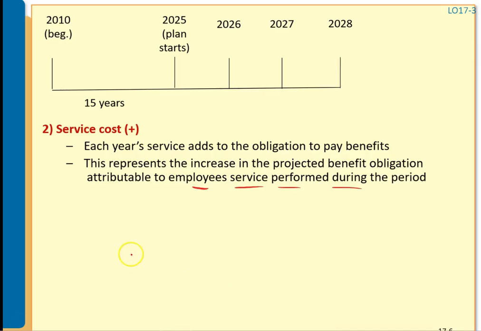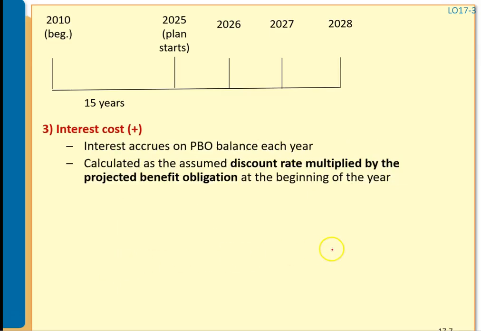So every year when we record the service cost, we have a debit to pension expense for however much that is, and a credit to the projected benefit obligation, our liability. And when you see here it says a plus, that means I've increased the pension expense, by virtue of debiting it.